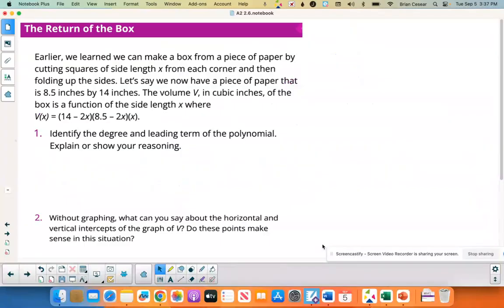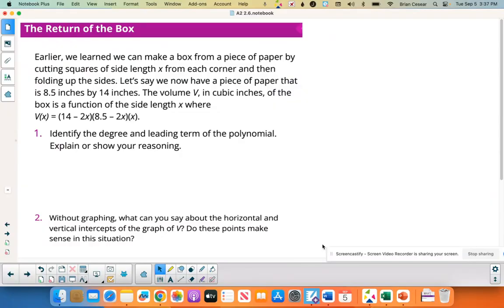All right, so return of the box. Earlier we learned that we can make a box from a piece of paper by cutting squares of side length x from each corner and then folding up the sides. Let's say we now have a piece of paper that's 8.5 by 14 inches. The volume V in cubic inches of the box is a function of the side length x, where V of x equals (14 minus 2x)(8.5 minus 2x) times x.